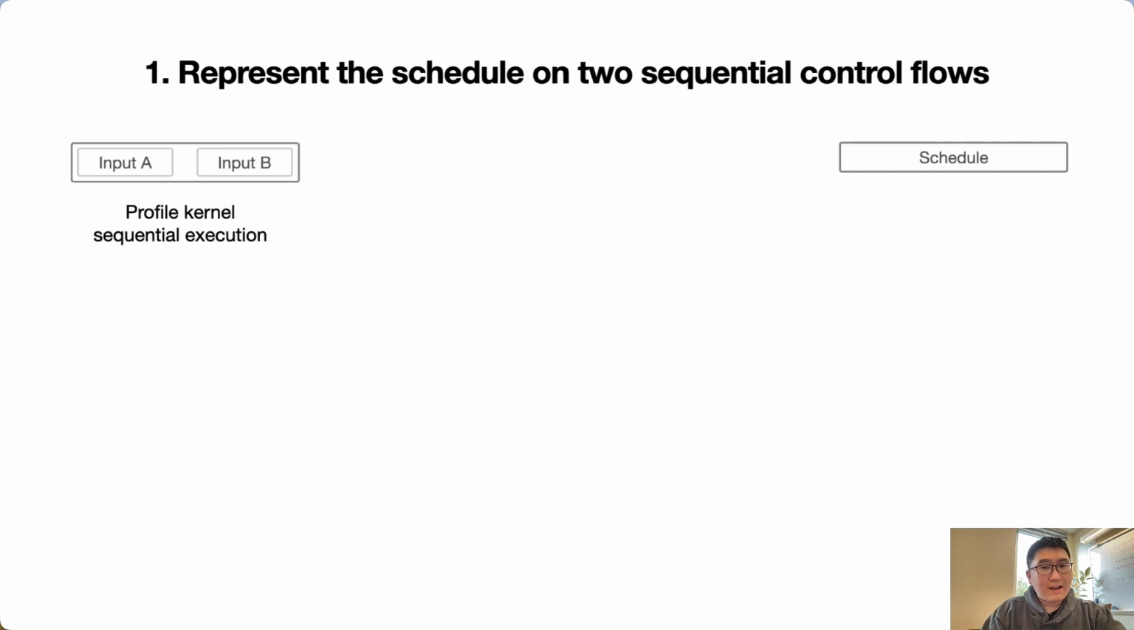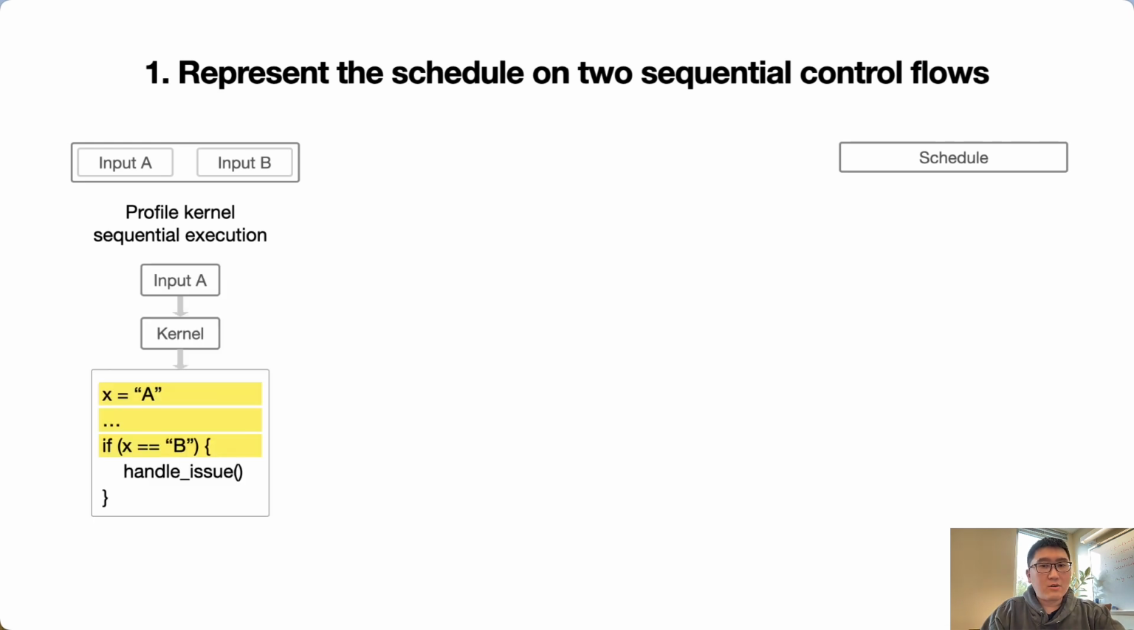Each input in the concurrency test will first go through a kernel sequential execution profiling. A sequential execution means the kernel thread runs alone without other threads, so there's no concurrency, there's no interference. We execute this input on the kernel, so the kernel will run some code to handle it, and we collect its execution trace. For example, the kernel might execute 3 lines of code highlighted in yellow. Here, the function call to handle issue won't be covered since the kernel thread runs sequentially without concurrency.